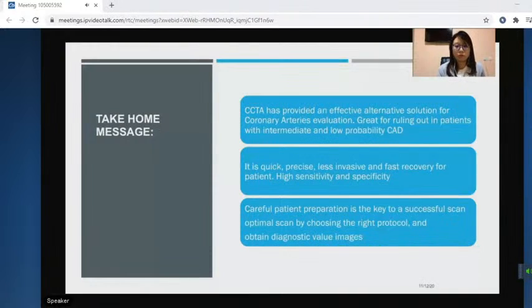But for me as a radiographer, I think careful patient preparation is really the key to a successful scan. And you should always choose the optimal protocol so that you get diagnostic quality images to help the patients and the doctor.